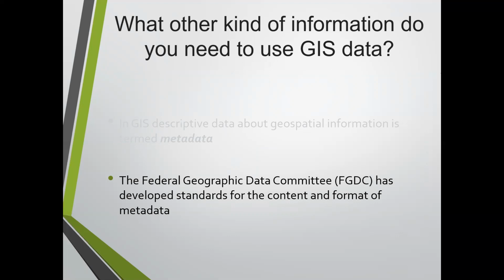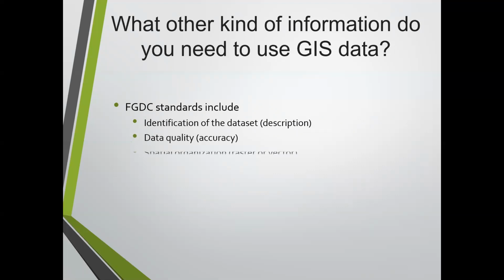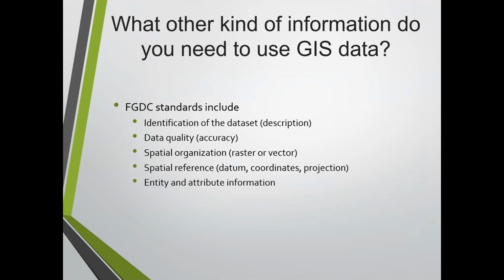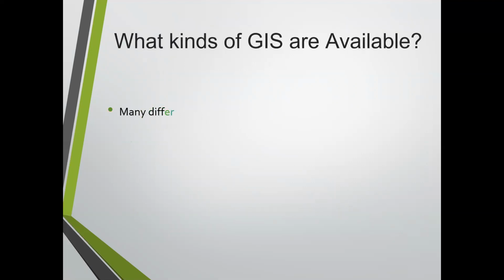But the federal government has established guidelines, and some of the things they include are the identification of the data set, the data quality or accuracy, the spatial organization, is it raster or vector, the datum, coordinates, projection, entity and attribute information, who obtained the data, time period. All of this is important. Contact.